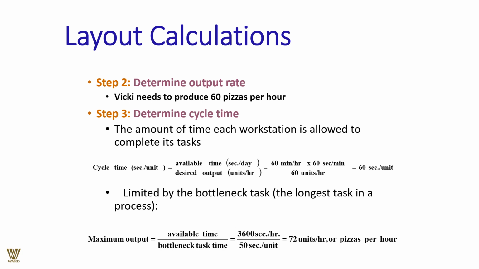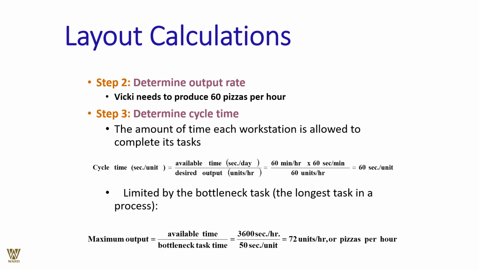Now we'll come to step number two. So Vicky needs to produce 60 pizzas an hour, and we have already understood that it takes 165 seconds to complete everything, right? So determine the cycle time. It's the amount of time each workstation is allowed to complete its task.